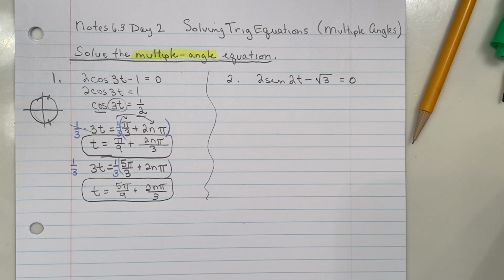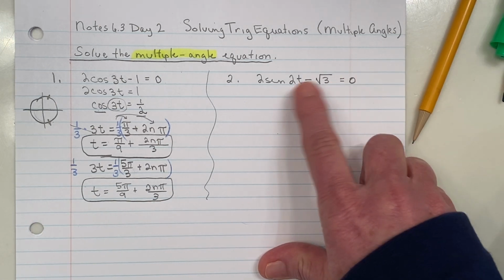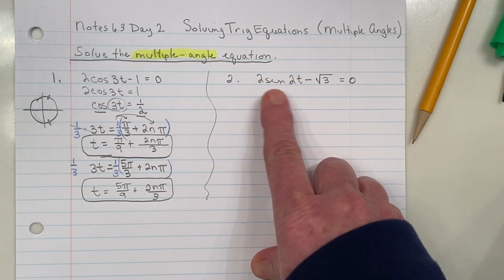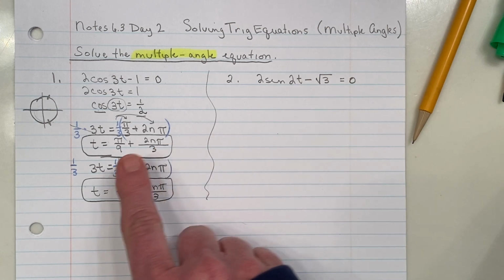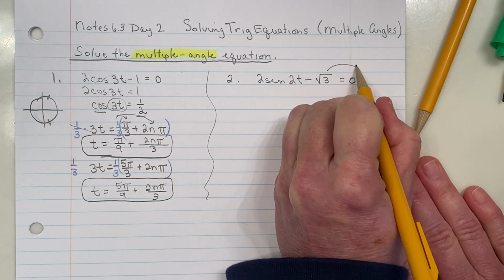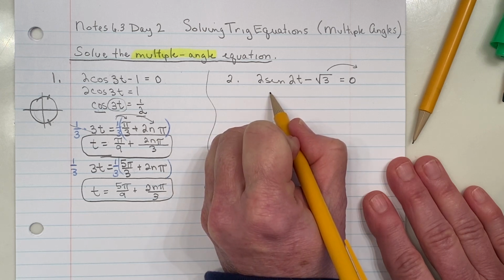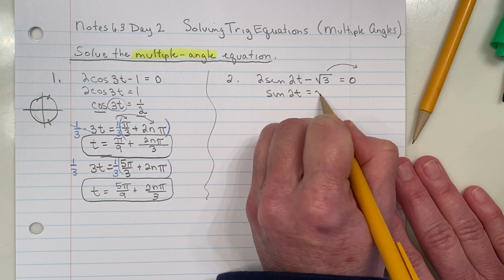All right, let's isolate sine 2t. So we're going to add square root of 3, and then we'll divide by this 2, but we cannot divide by this 2 just yet. We'll take care of that, like in the previous problem, towards the end of the problem. So let's add square root of 3, divide by this 2, and the resulting equation would be sine of 2t equals square root of 3 over 2.